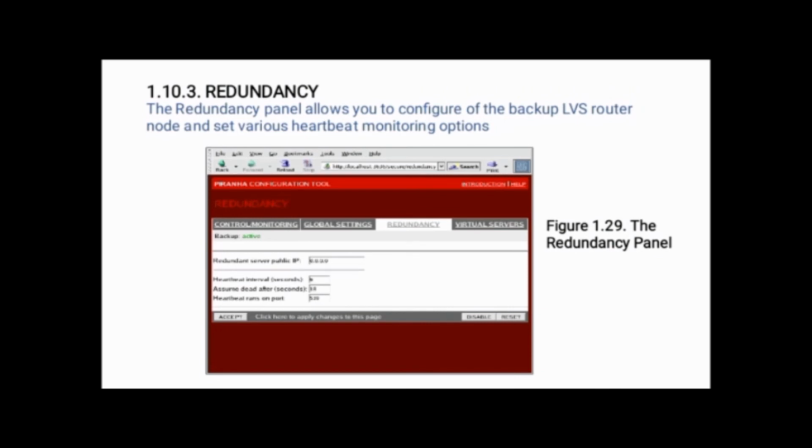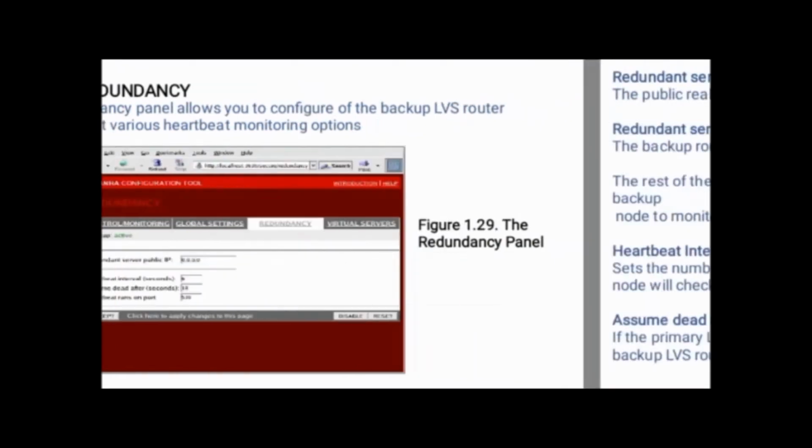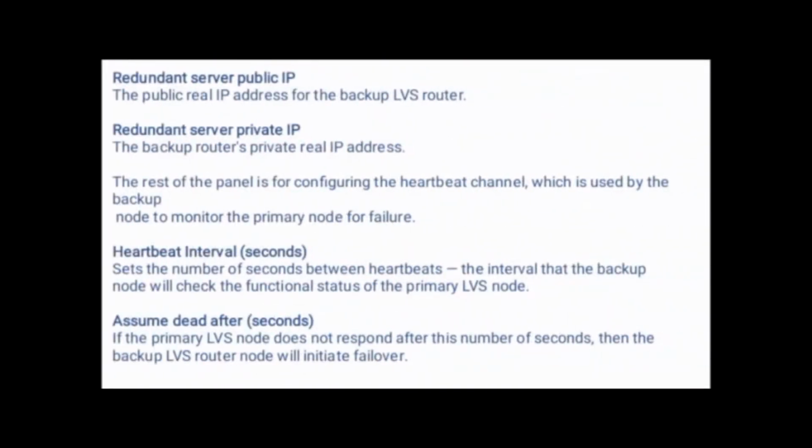1.10.3 Redundancy. The Redundancy panel allows you to configure the backup LVS router node and set various heartbeat monitoring options. This is the figure of 1.29, the Redundancy panel. Redundant server public IP: the public real IP address for the backup LVS router. Redundant server private IP: the backup router's private real IP address.